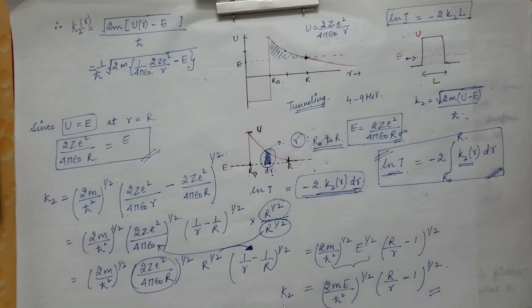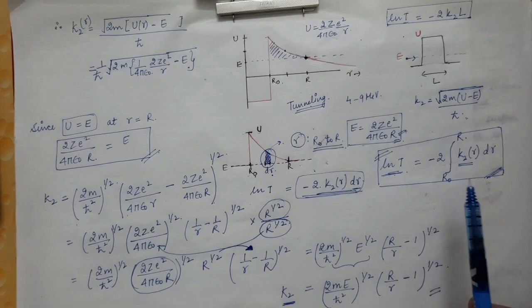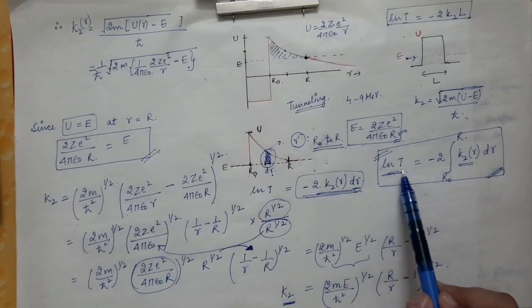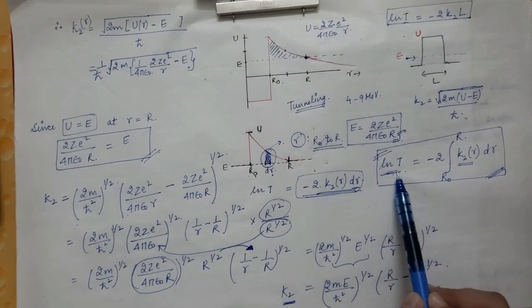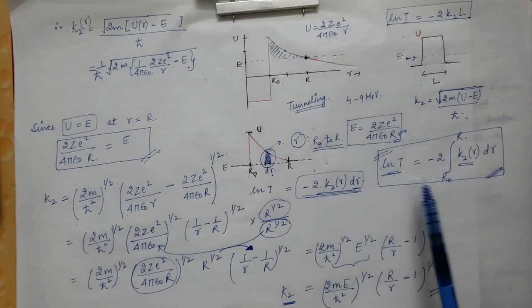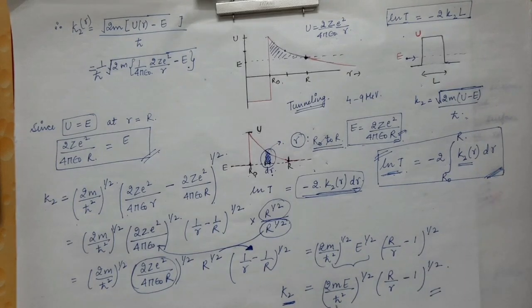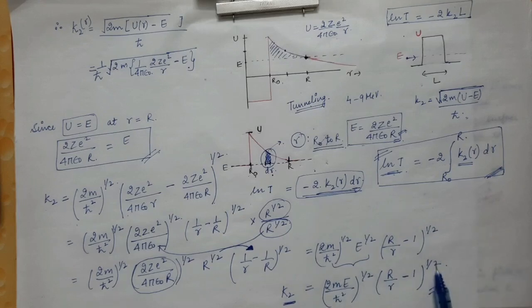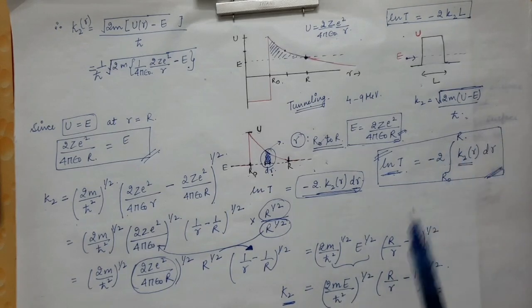So now what we will do is substitute this expression of K2 in this integral. We want to find the natural log of the transmission probability, the formula for this term. To find this formula, we need to find K2. We have just found the expression of K2, and the next step will be to substitute this expression in this integral, and then we will solve the right hand side of this equation.